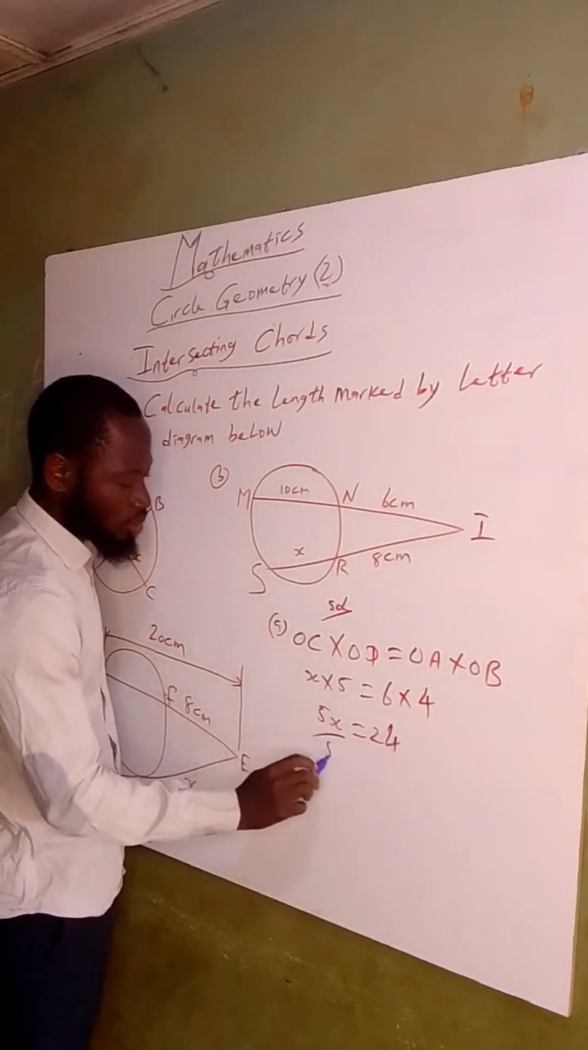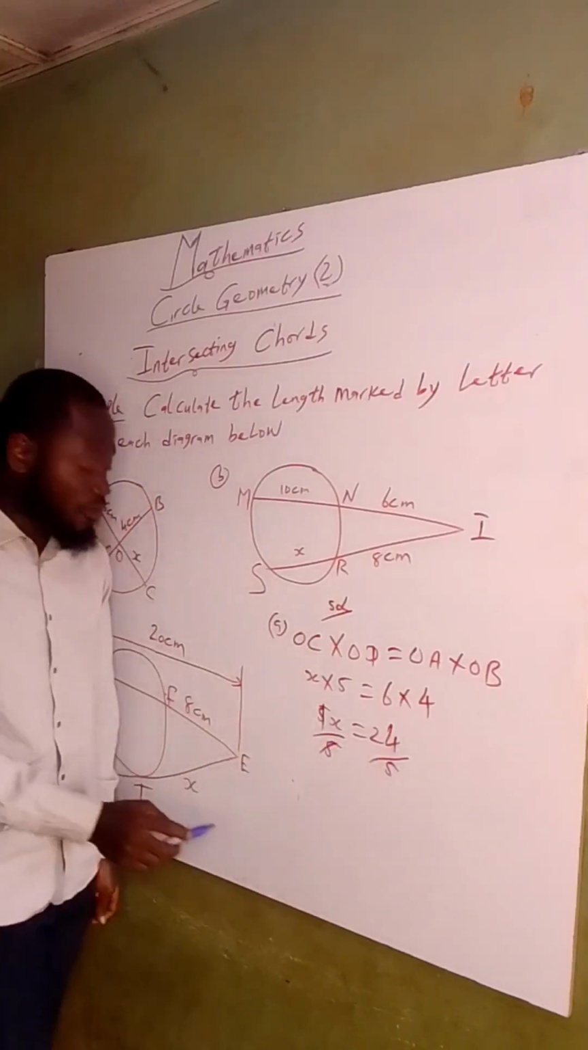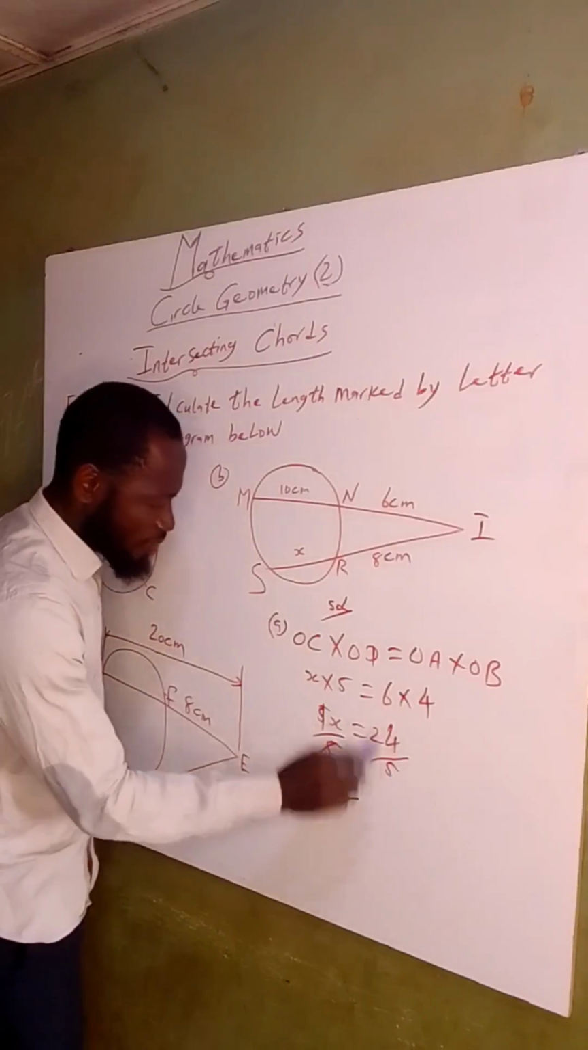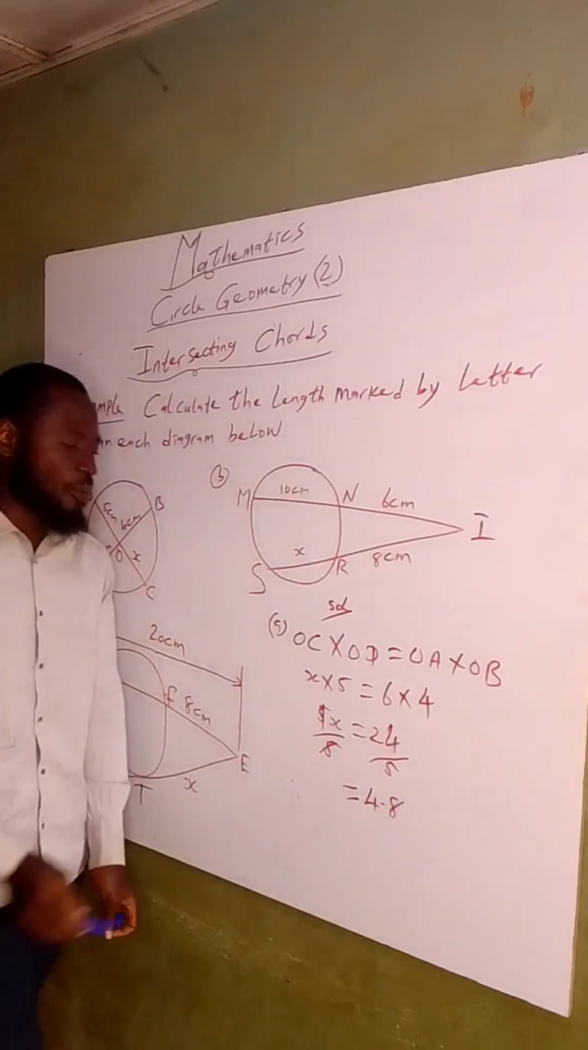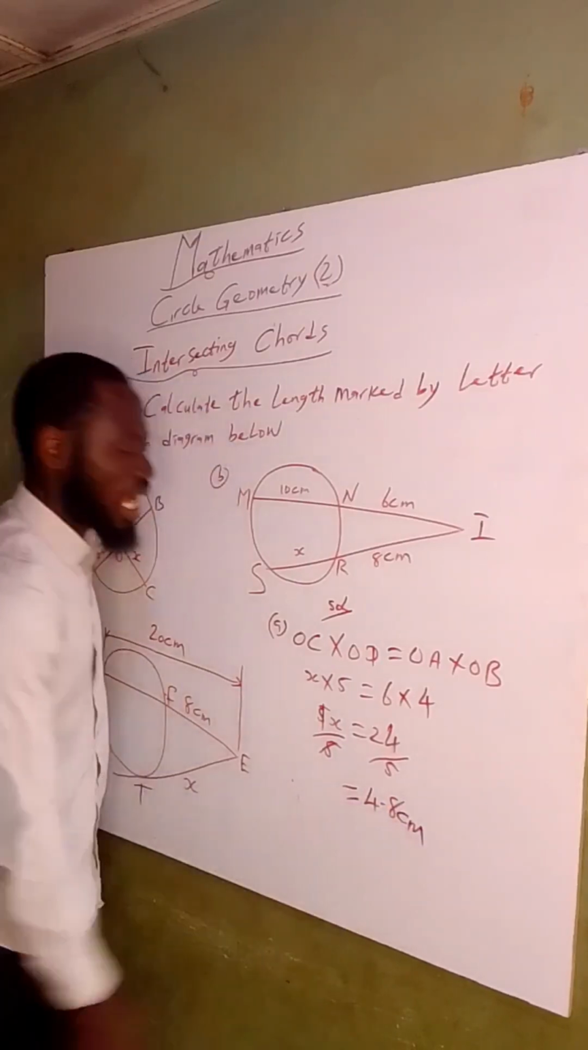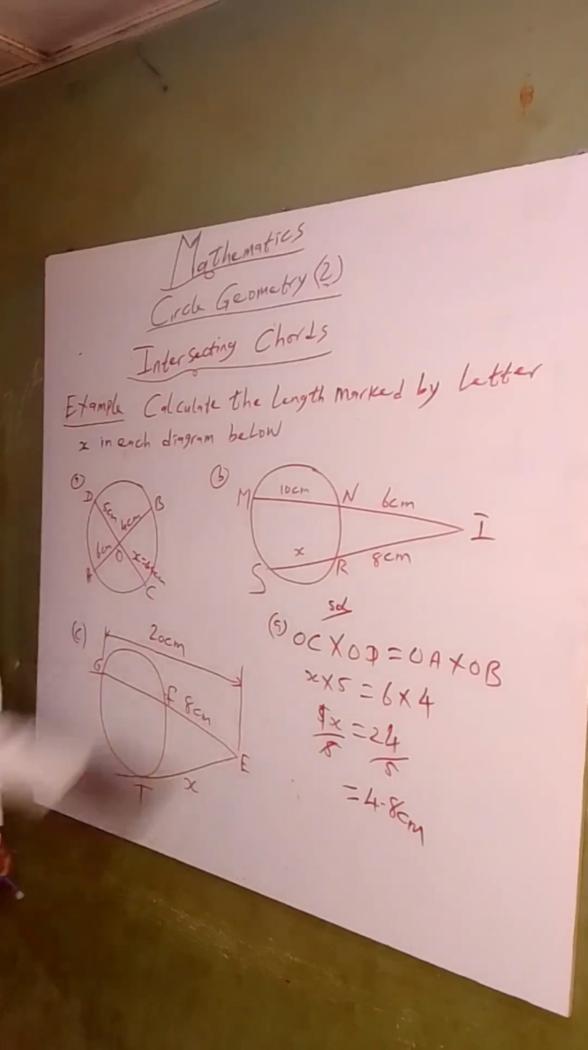Then we divide both sides by 5. 24 divided by 5 gives us 4.8. That is 4.8 centimeters, meaning that our X here is equal to 4.8 centimeters. Now let's move to the second one.